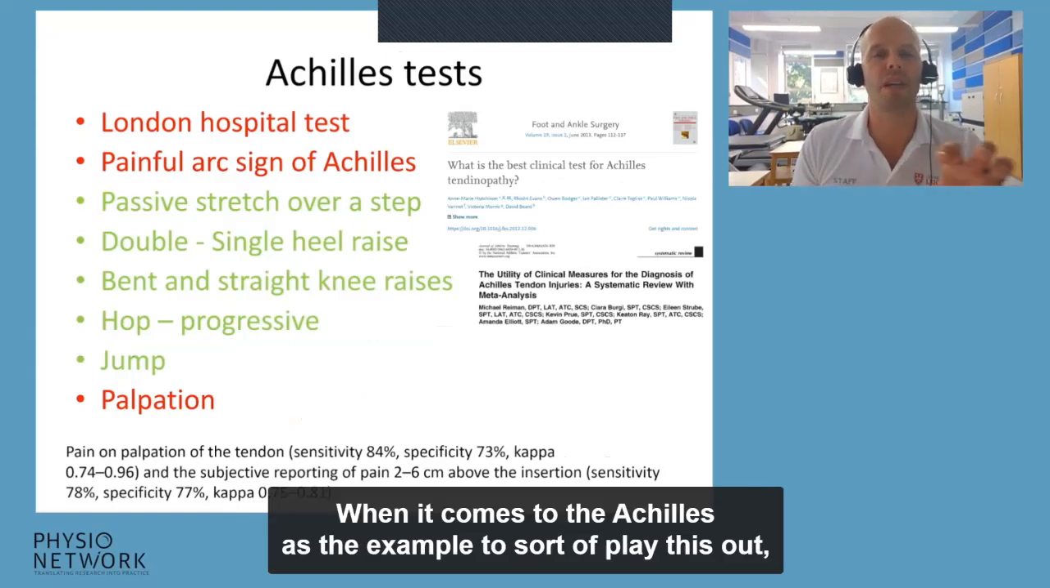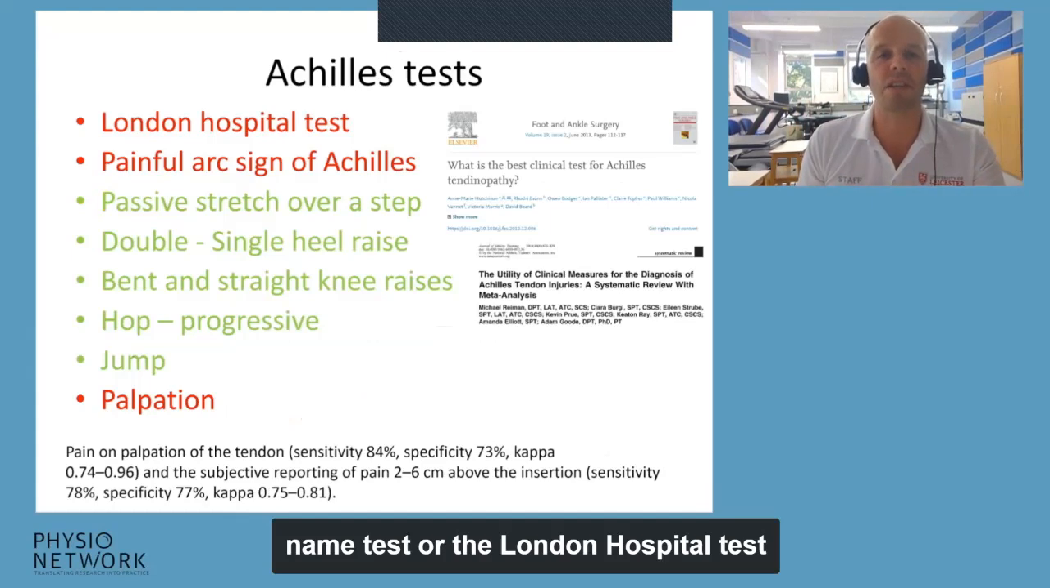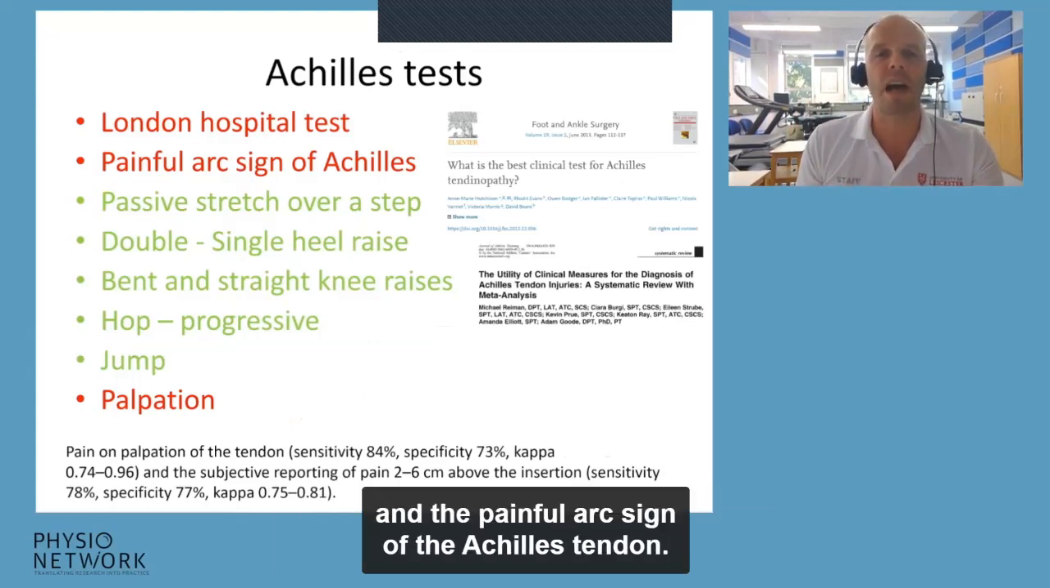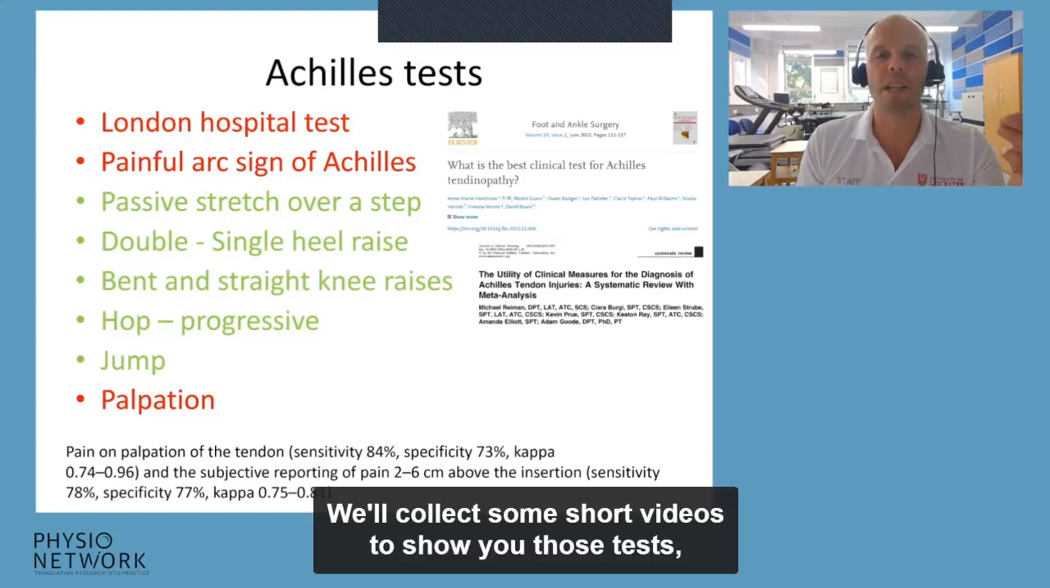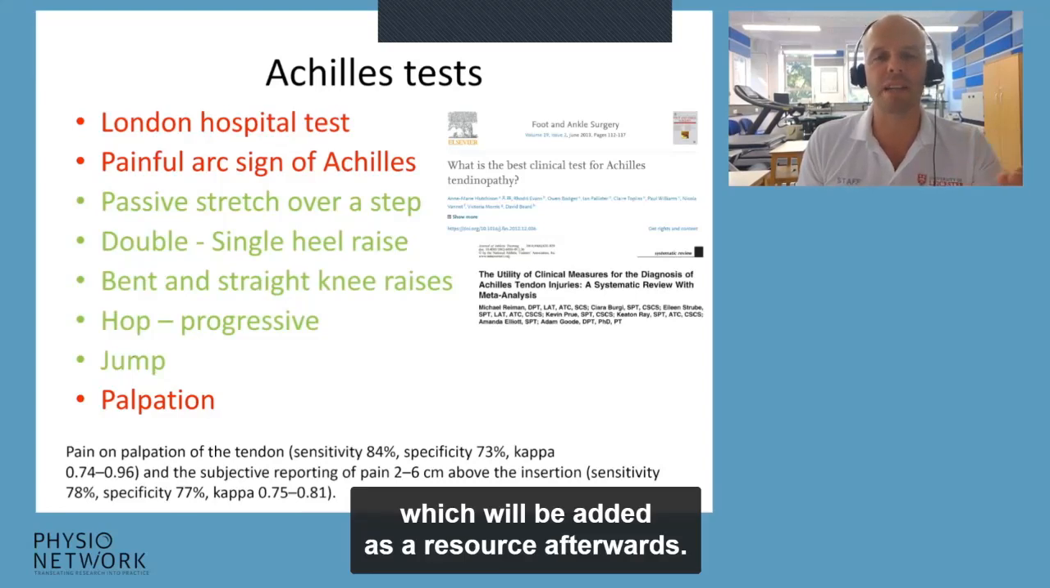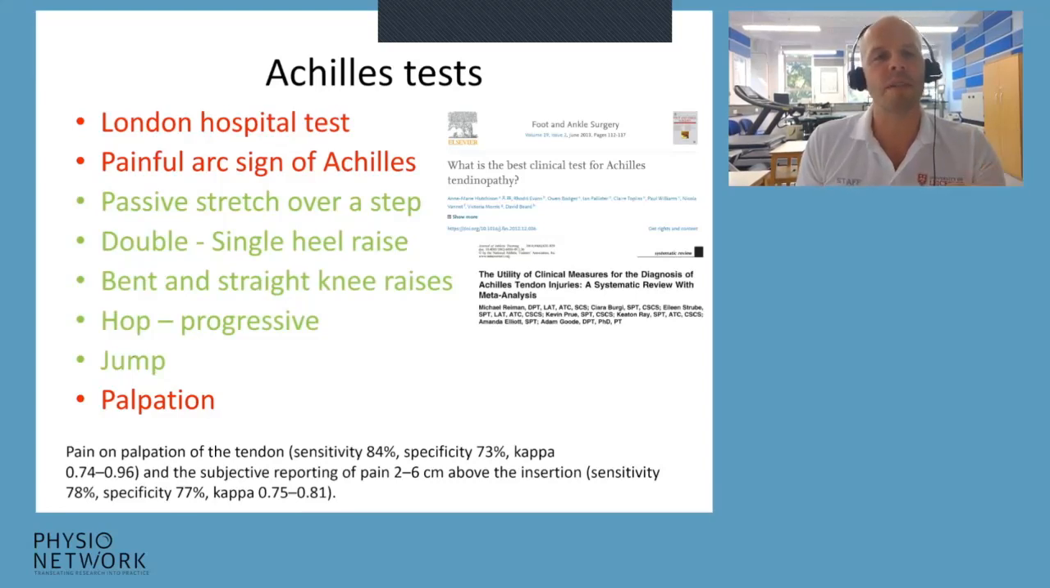When it comes to the Achilles as the example to play this out, the named tests are the London Hospital test and the painful arc sign of the Achilles tendon. We'll collect some short videos to show you those tests, which will be added as a resource afterwards.